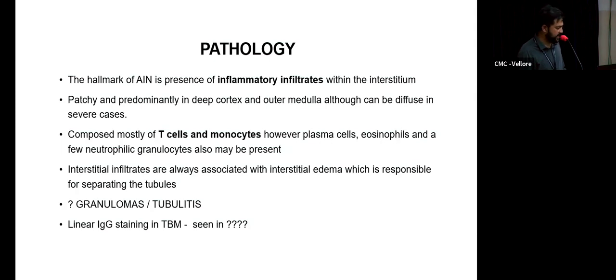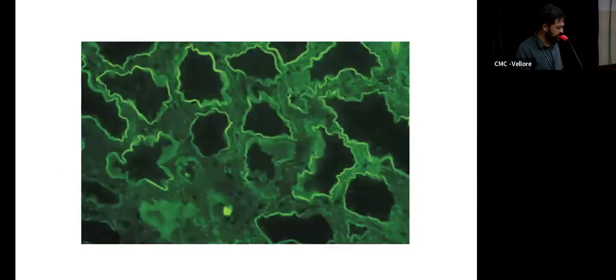The linear IgG staining in the tubular basement membrane. Any idea where it is usually seen? Lupus, yeah. So in lupus, it can be seen. In lupus, they say that if there's a severe class 3 or class 4 with severe acute interstitial nephritis, the tapering of steroids should not be so aggressive, as opposed to a patient not having any AIN features. It should be a slower taper of steroids, which is warranted. So this is the linear IgG staining in the tubules that you can see in an IF, where the basement membrane of the tubules is picking up the stain, whereas not so much in the interstitium.